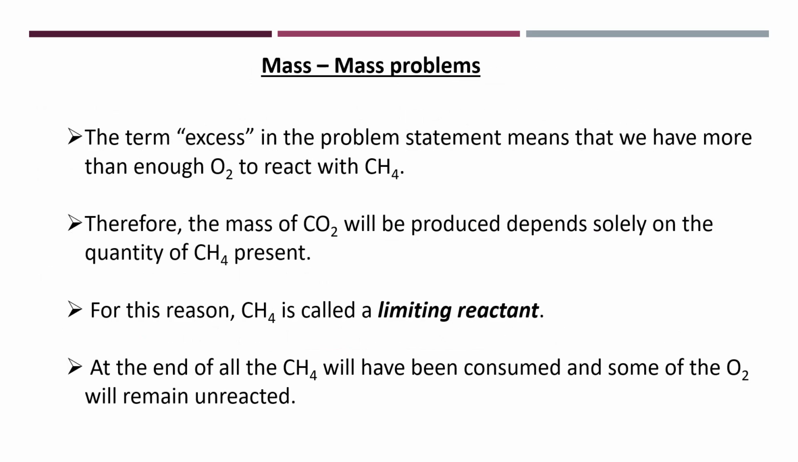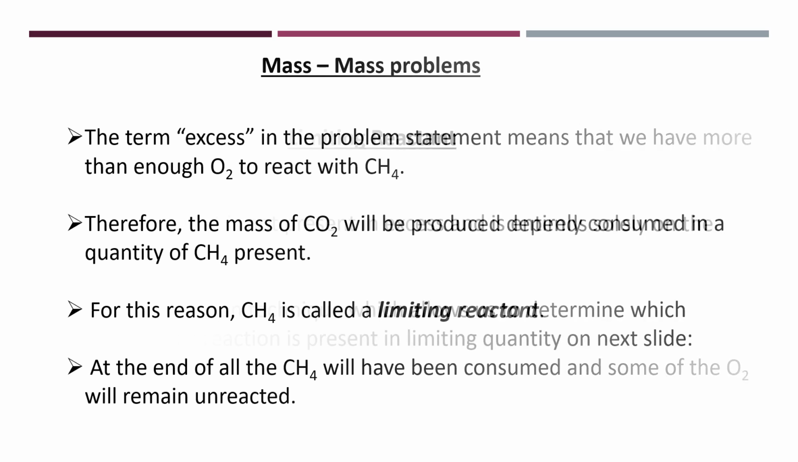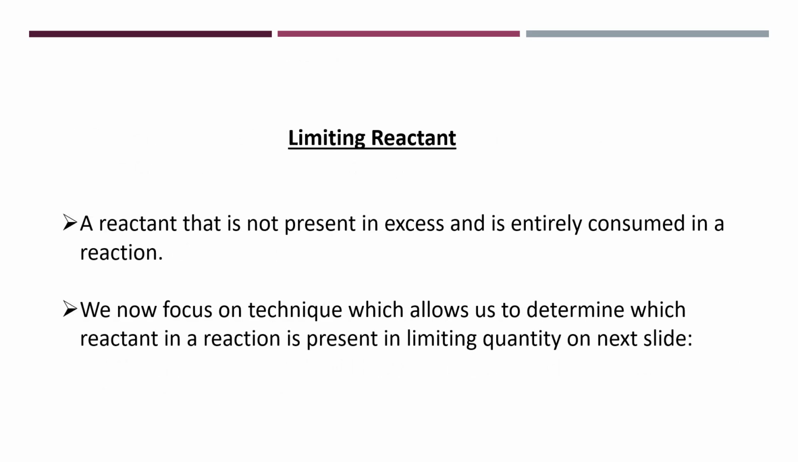The term excess in the problem statement means that we have more than enough oxygen to react with methane. Therefore, the mass of carbon dioxide that will be produced depends solely on the quantity of methane present. For this reason, methane is called a limiting reactant. At the end of it all, the CH4 will have been consumed and some of the oxygen will remain unreacted. A reactant that is not present in excess and is entirely consumed in a reaction is called a limiting reactant.